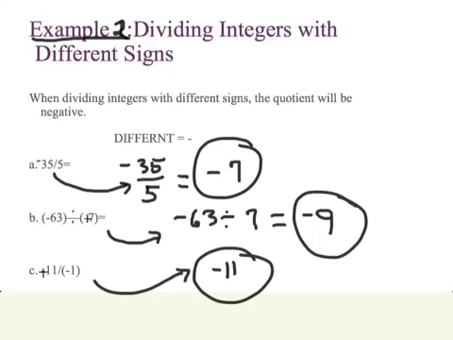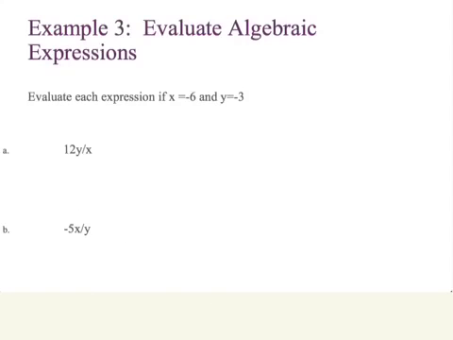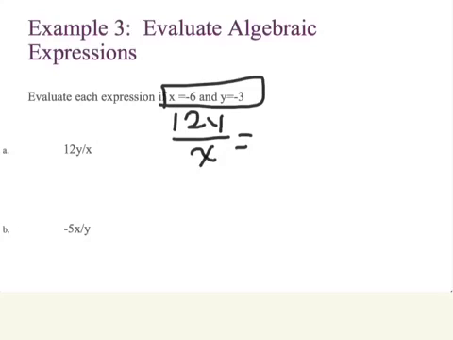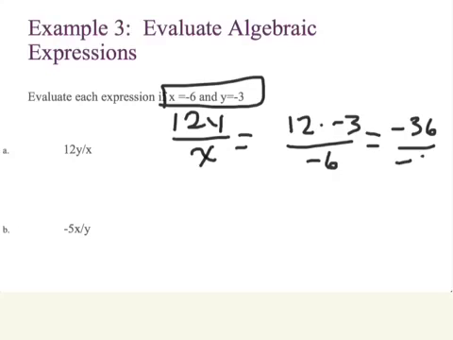Let's move on to the next example. So we're going to use our information that we've gathered from the last 2 examples for this third one. Example 3, we're going to evaluate algebraic expressions. So here we have 12y divided by x. Let's replace each variable with the understood value of the variable. So 12 times negative 3 over negative 6 is what we're dealing with. 12 times negative 3 is a negative 36. All of that over negative 6.